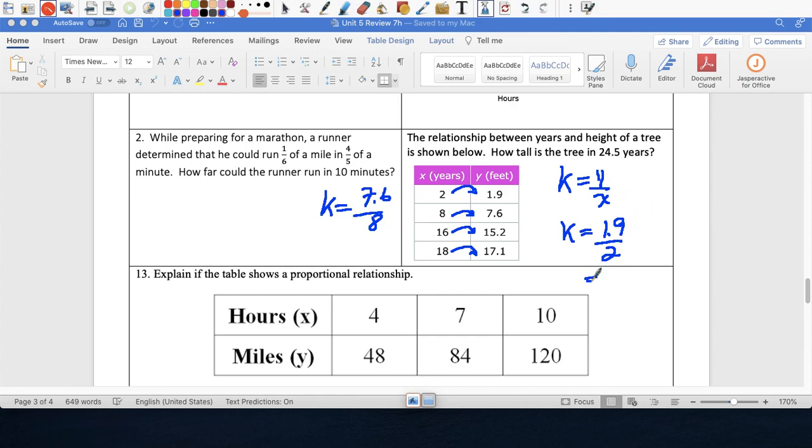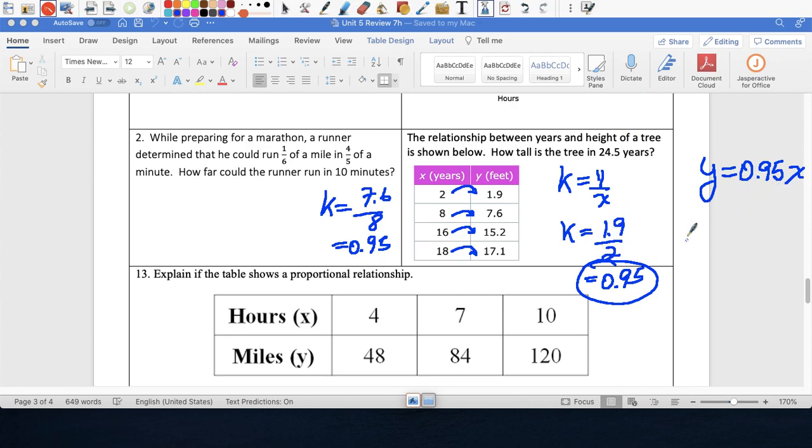So if you want to simplify this a little bit, you can go 0.95. And if you want to do the other two, just to make sure that they're all 0.95, go ahead. 15.2 divided by 16 is also 0.95. So the constant of proportionality is 0.95. So the equation is y equals 0.95x, or if you want to use 1.9 over 2, that's fine too.